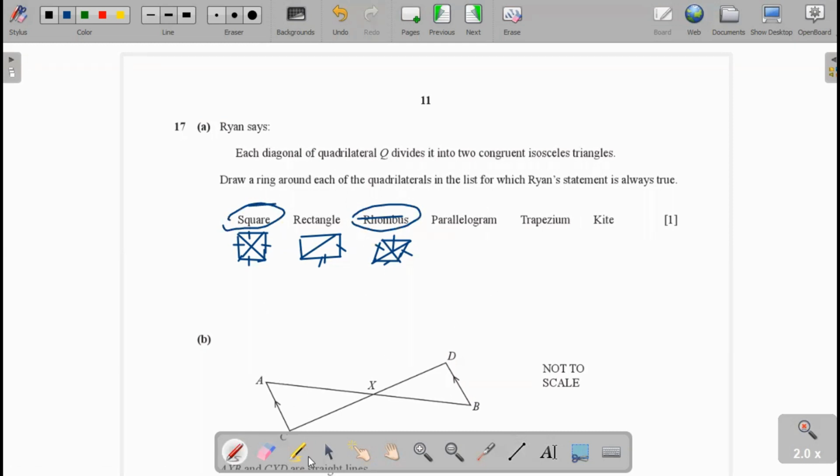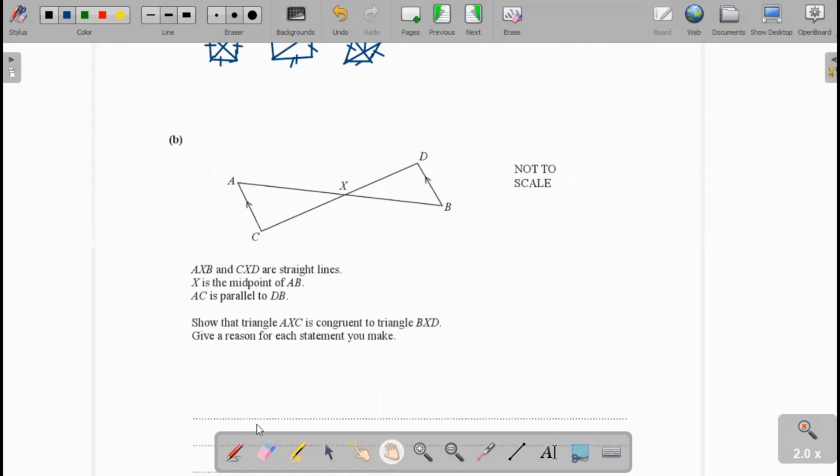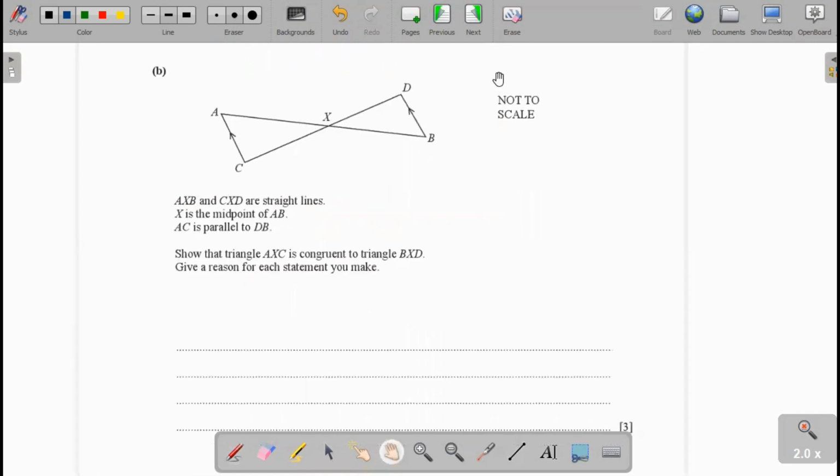Now we go to part B. In this question, AXB and CXD are straight lines. X is the midpoint of AB. AC is parallel to DB. Show that triangle AXC is congruent to triangle BXD. Give a reason for each statement. Here we have to prove that the two triangles are congruent.